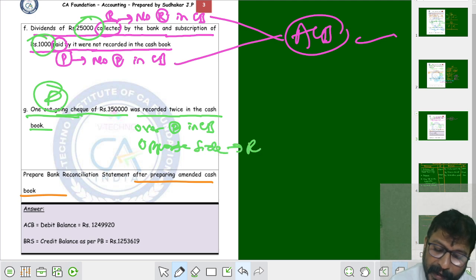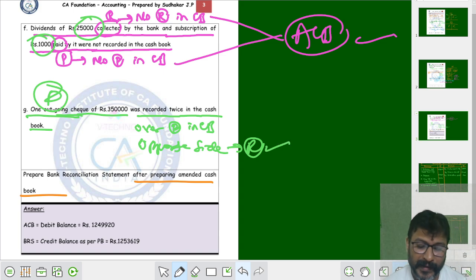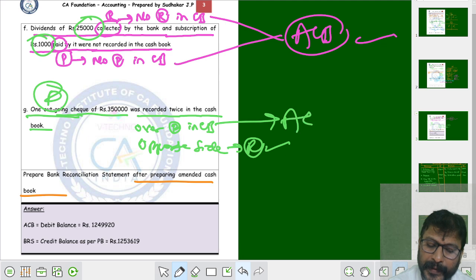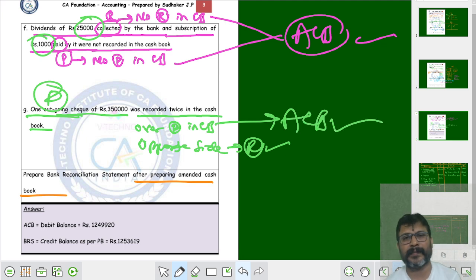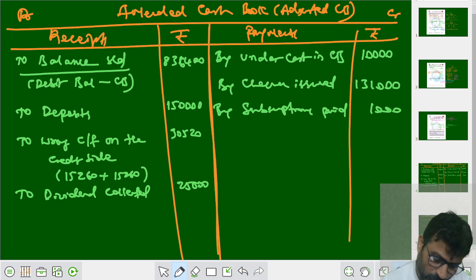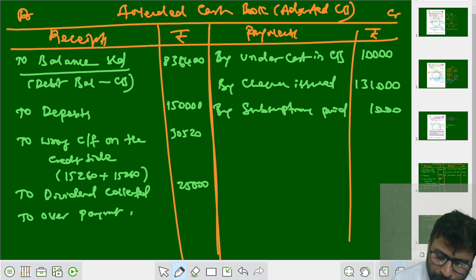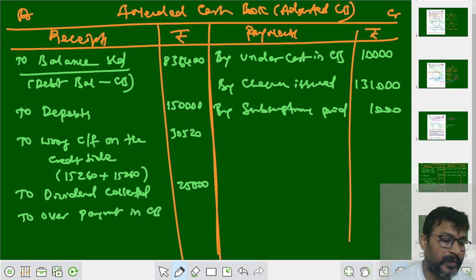Opposite side means where I should take a receipt side. Since the mistake is happened in which book? Cash book. When the mistake is happened in cash book, we have to take it in ACB. Where we have to take a receipt side, right? That is 2. Overpayment in cash book. How much it is? It is an amount of rupees 3.5 lakh.